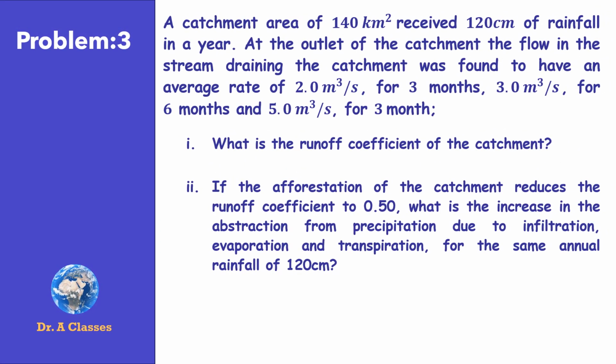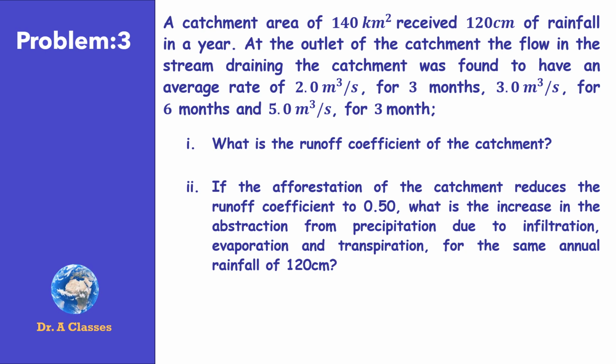Problem 3. A catchment area of 140 square kilometer received 120 centimeters of rainfall in a year. At the outlet of the catchment, the flow in the stream draining the catchment was found to have an average rate of 2.0 meter cube per second for 3 months, 3.0 meter cube per second for 6 months, and 5.0 meter cube per second for the next 3 months. So, what is the runoff coefficient of the catchment?